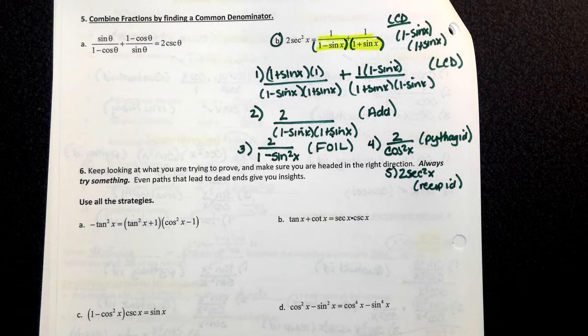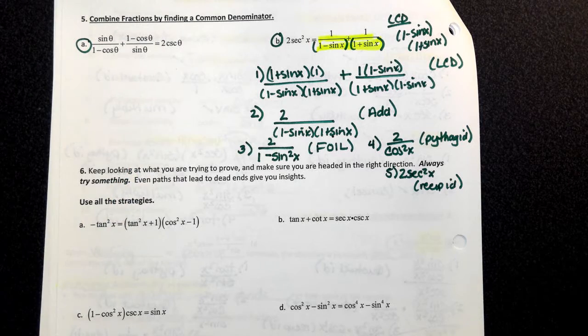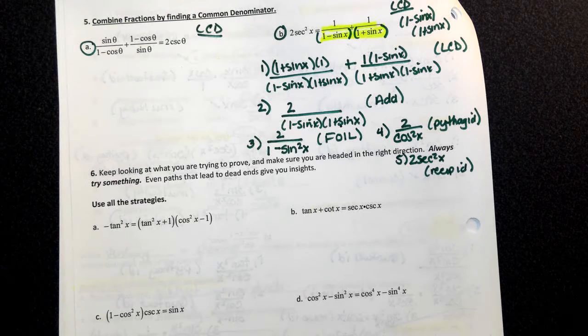Okay, so for 5a, what I want you to do is, first of all, look at this problem for a minute and identify what the LCD is going to be. See if you can identify what the least common denominator should be in 5a. So look at those two fractions for a minute and tell me what you think that least common denominator should be. So think about it for a minute.